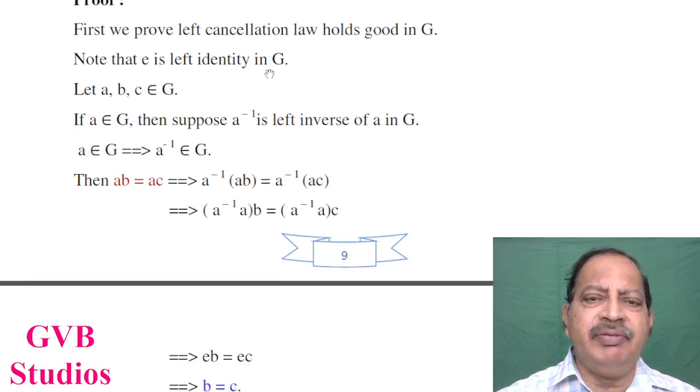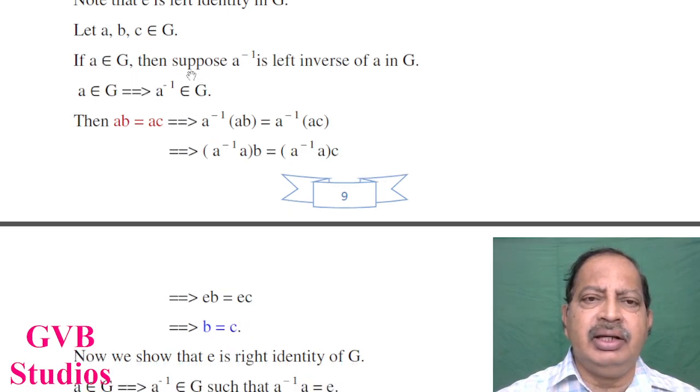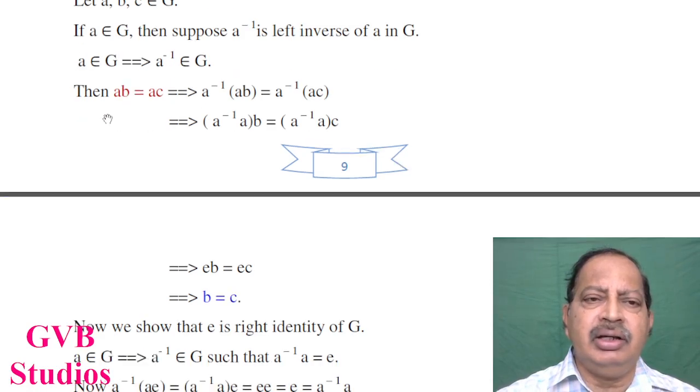Note that e is left identity in G. Let a, b, c belong to G. We are considering three arbitrary elements in the semigroup G. If a belongs to G, then as in the statement, left inverse exists. a inverse is the left inverse of a in G. Thus a belongs to G implies a inverse belongs to G, and a inverse is left inverse of a in G. Now consider the equation ab = ac.